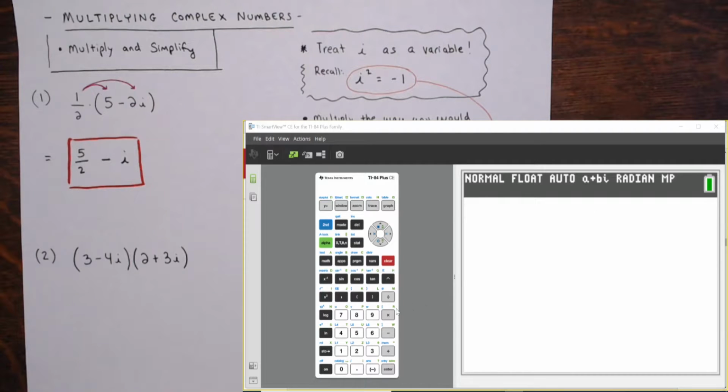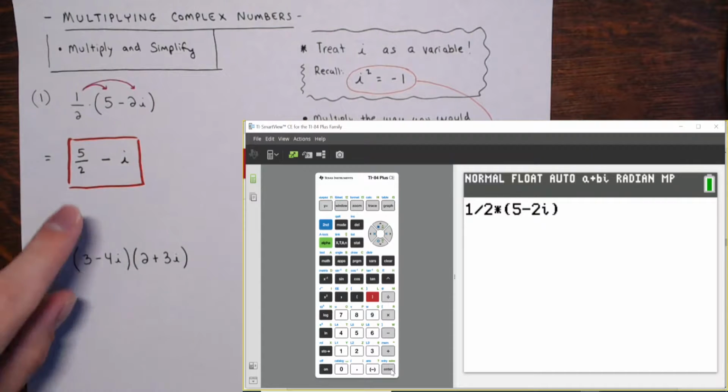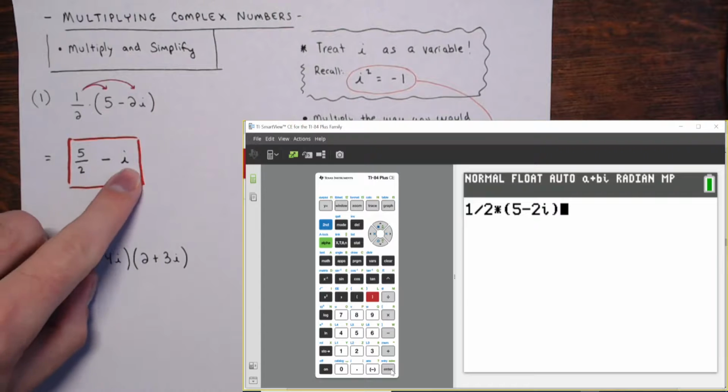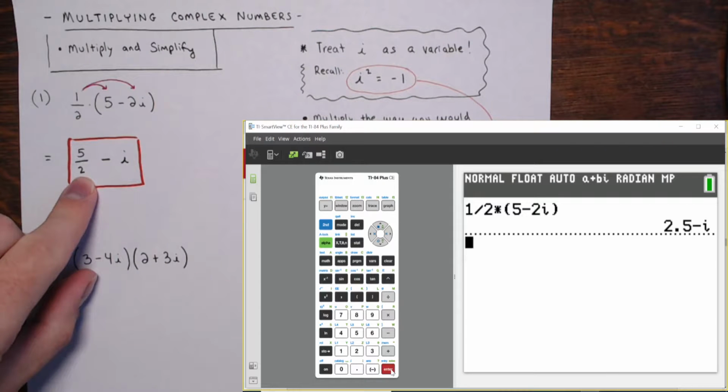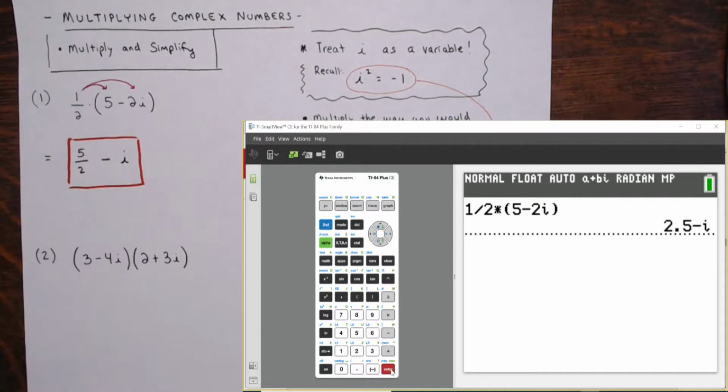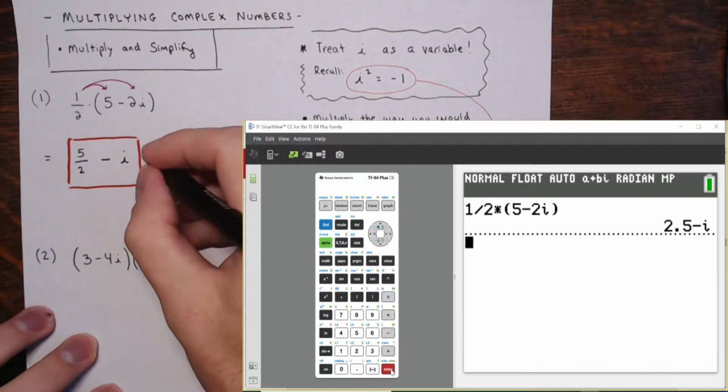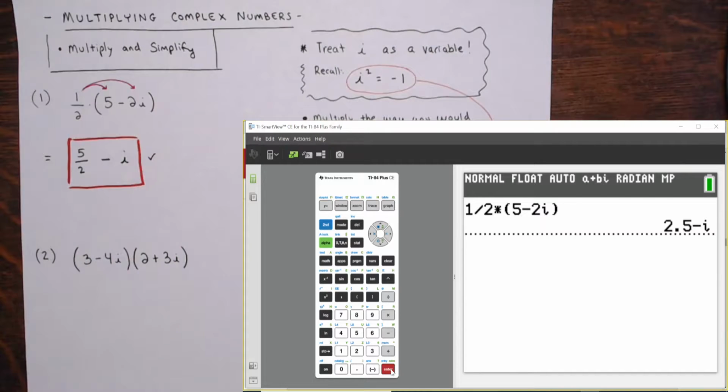So I'll just enter what we had. We had 1/2, 1 divided by 2, times the quantity 5 minus 2i. Now the i is above the decimal point here. And I should end up with 5 halves minus i, or 2.5 minus i. Look at that. That totally works. That checks out. It looks like we did a good job there.